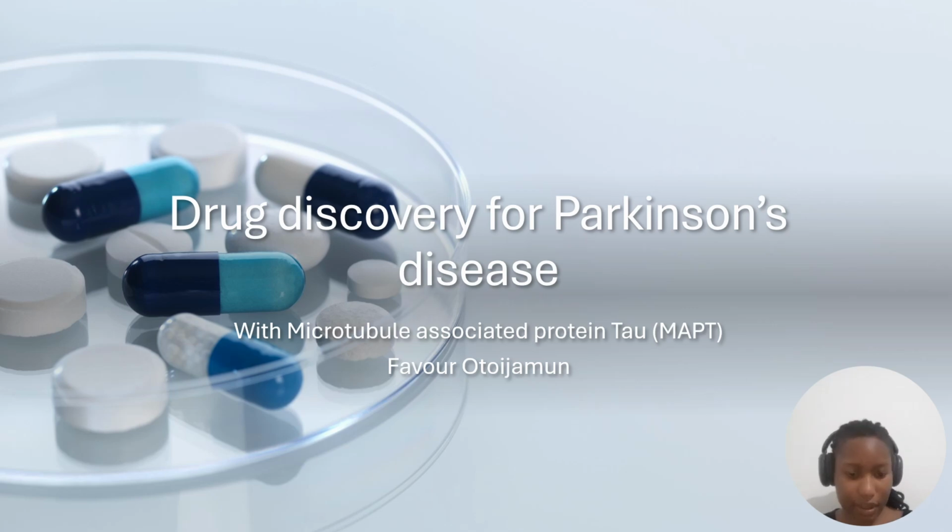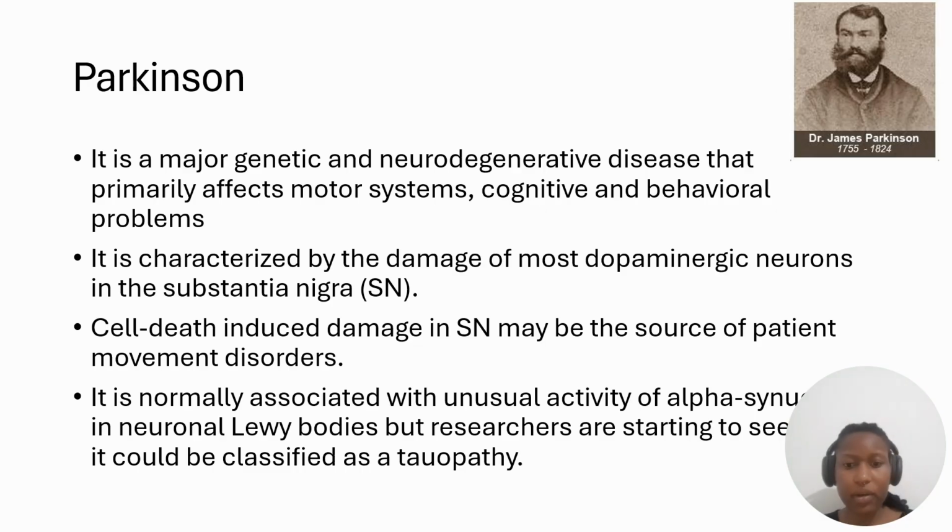First of all, I would like to talk about Parkinson's disease. It is a genetic and neurodegenerative disease that can influence the motor systems, the cognitive, and the behavioral parts. It is mostly seen in the substantia nigra part of the brain, and so far it's been associated with unusual activity of the alpha-synuclein protein in the Lewy bodies, but some recent studies are saying that it could have an effect with MAPT and be classified as a tauopathy.